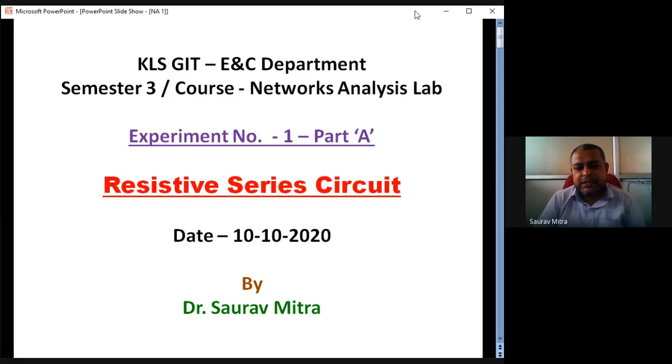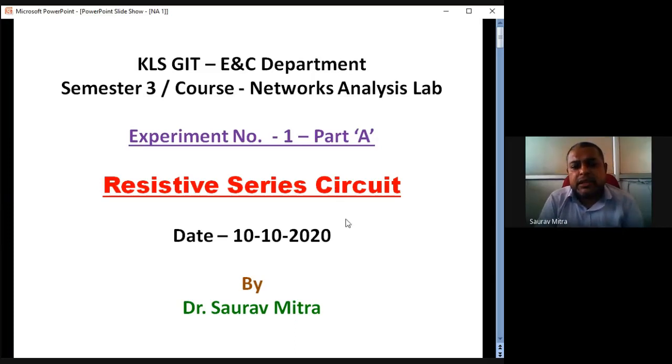Okay, so I'll start with this experiment. This is called a series resistive circuit or resistive series circuit. And this whole experiment number 1 will have the name of series and parallel circuit or resistive series and parallel circuit. Okay, so experiment 1 part A I'll do now. Part B maybe I'll record the lecture and send to you, or maybe next week we will see it. We'll let you know exactly what is to be done with parallel circuits. So this is the semester 3 network analysis lab. I think this is the first lab.